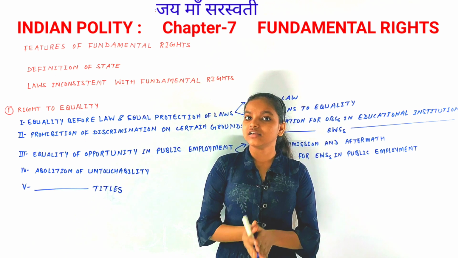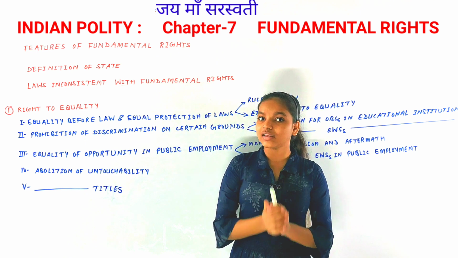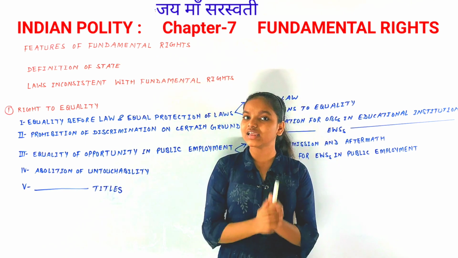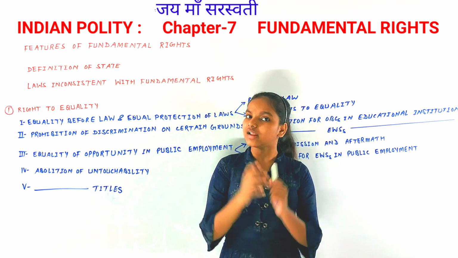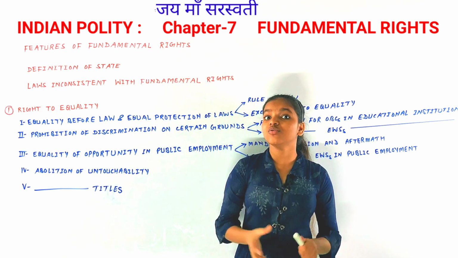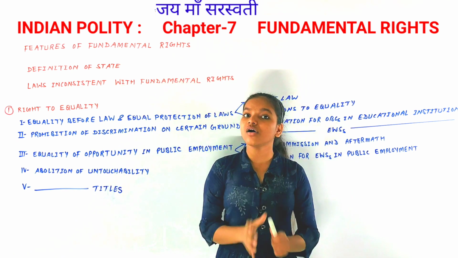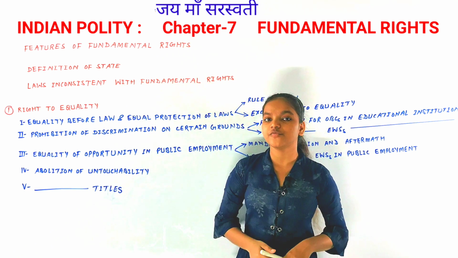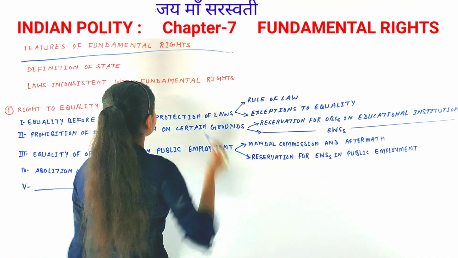Article 31 was earlier a fundamental right, the right to property, but it was deleted by the 44th Amendment Act of 1978, and after that only 6 fundamental rights are there. Articles 12 and 13 do not provide fundamental rights but are related to them, so that's why they are also under Part 3 of the Constitution. So let's begin with our first topic, features of fundamental rights.